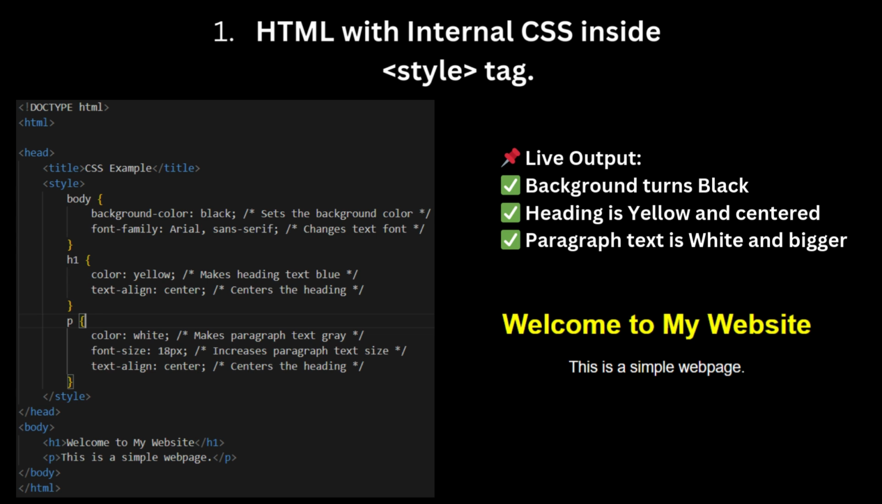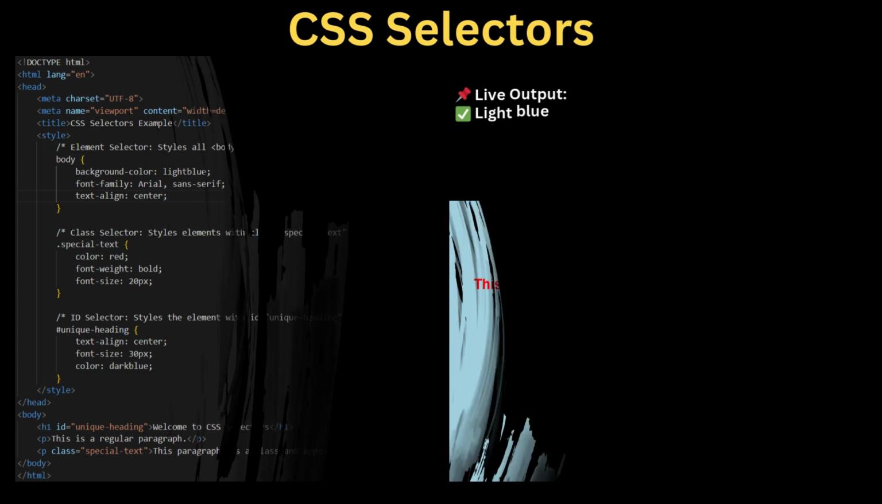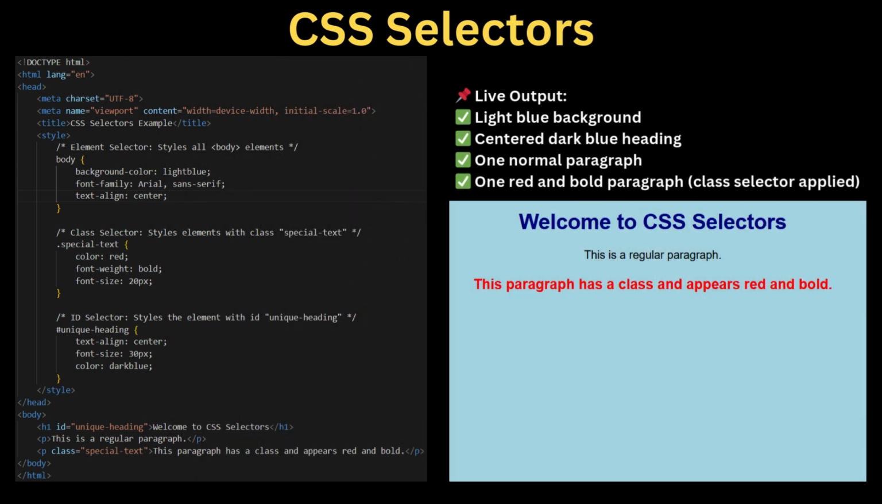Let's move on to selectors. CSS selectors help us target specific elements. Let's check out three main types: element, class, and ID selectors. The element selector styles all instances of a specific HTML tag. Here, it changes the entire page background to light blue.